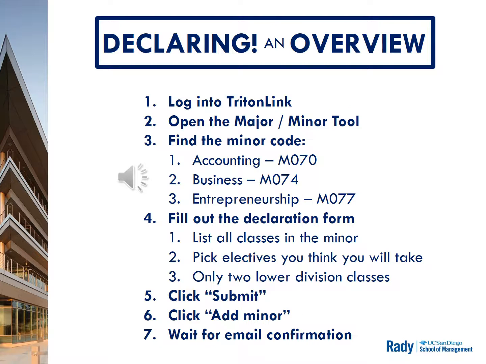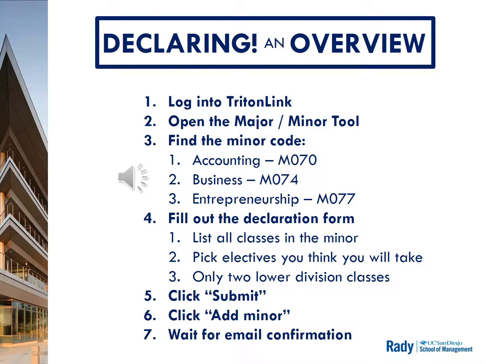So to declare the minor, you go to Triton Link, you open up the major minor tool, and you're going to see our 3 minors in a drop-down menu, and the codes are written to the right. You will fill out a declaration form, and you'll list all the classes you have taken and all the ones you will take. If you are debating about electives, you can just put a couple that you think you will take. You are not tied to taking those.